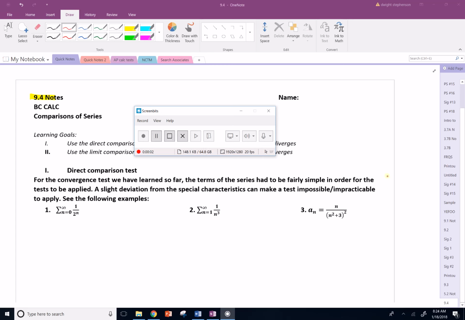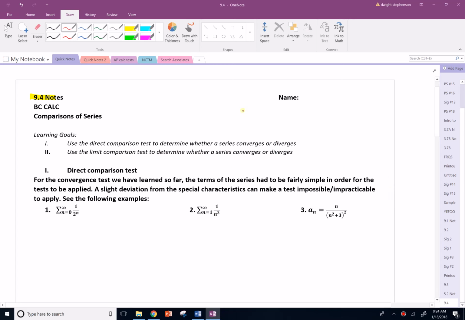All right, hi everybody. We are working on 9.4 notes, which are basically we're just going to keep talking about whether a series converges or diverges. And now we get to look at a slightly more complicated series. But before we do that, I just want to review some of the things we've talked about so far of how to determine if it converges or diverges.